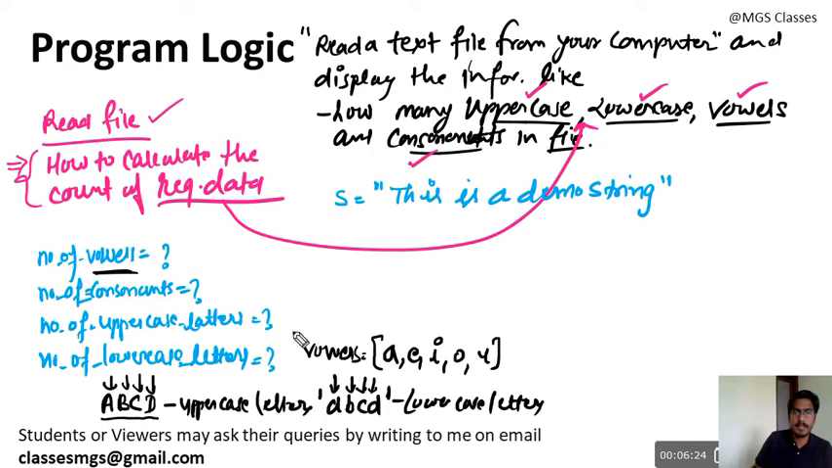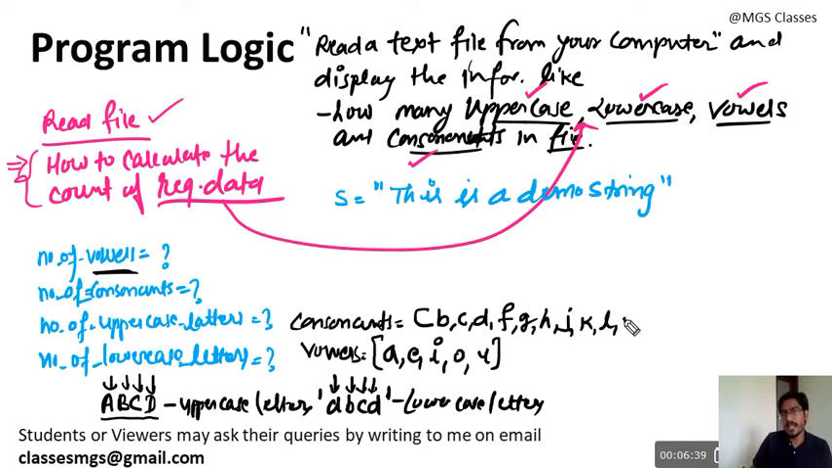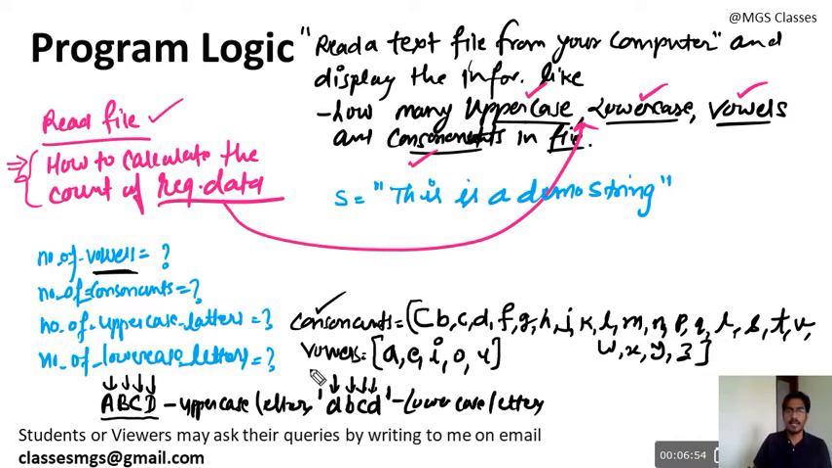What about consonants? Consonants are like this: B, C, D, F, G, H, J, K, L, M, N, P, Q, R, S, T, V, W, X, Y, and Z. These are known as consonants. Okay, so these things you should know first, then only you will understand this. Okay, now we will jump.